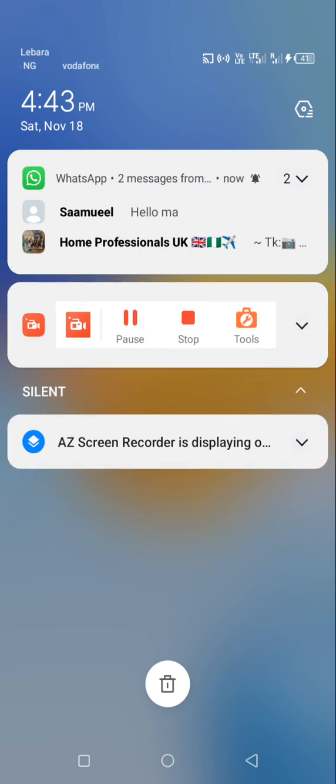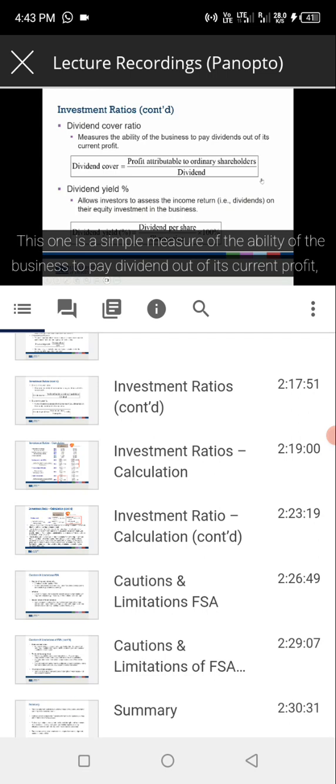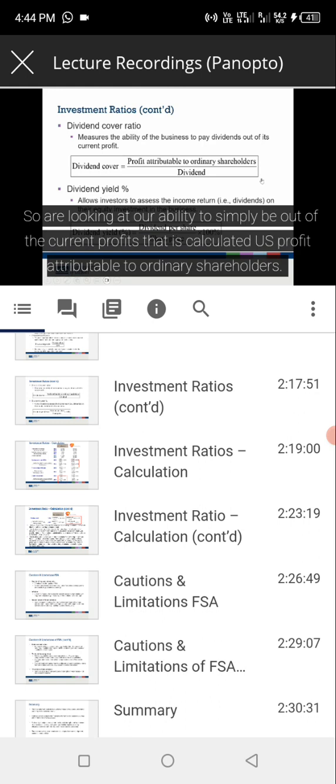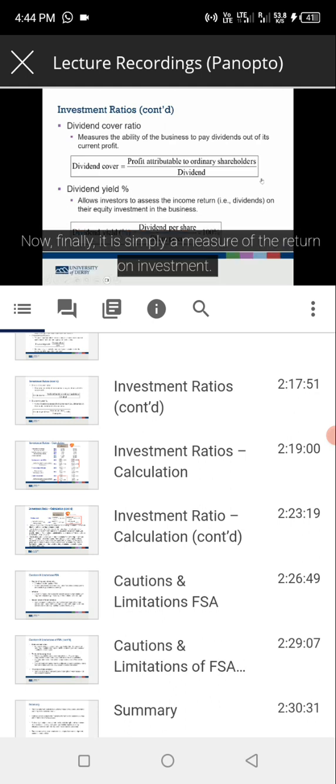And we say dividend cover ratio. This one is a simple measure of the ability of the business to pay dividend out of its current profit. You are looking at how many times, all right, the company's profit covers the dividend. So we are looking at their ability to simply pay dividend out of their current profits. And that is calculated as profit attributable to ordinary shareholders over dividend paid. All right?